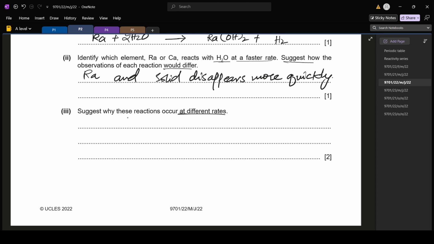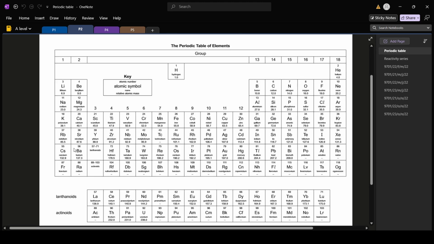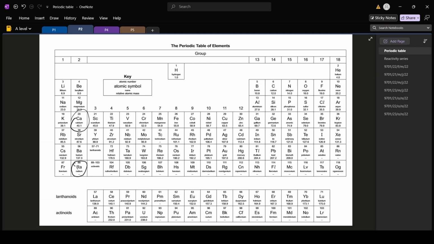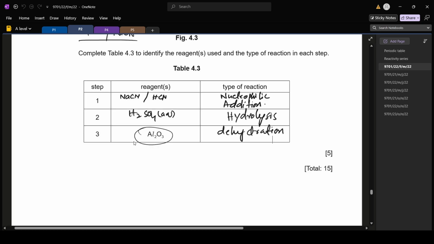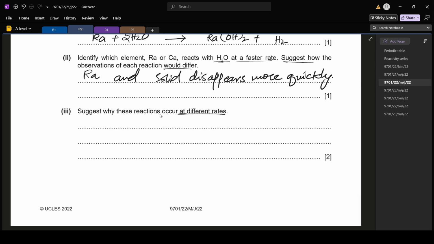If you see in the periodic table, this is radium, and this is calcium. So radium has more electron shells, so the distance of its outer shell electrons from the nucleus is greater. That's why the activation energy is lower, or the ionization energy is lowered.